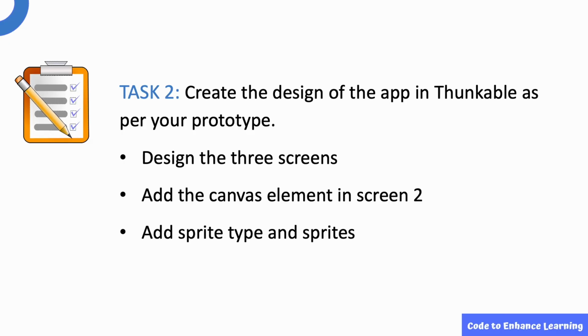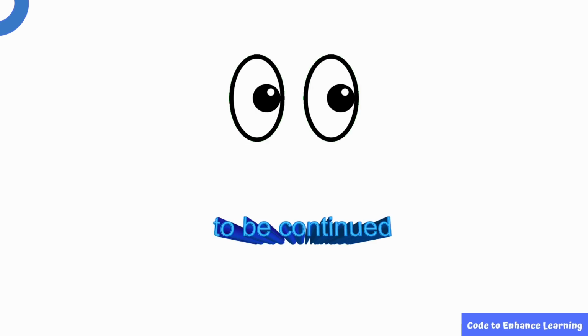This brings us to task 2. Create the design of the app in Thunkable as per your prototype. Design the 3 screens, add the canvas element in screen 2, and add sprite type and sprites. With this, we complete the designing of our Indian snack shop app. In the next video, we will be writing codes to make our app work.